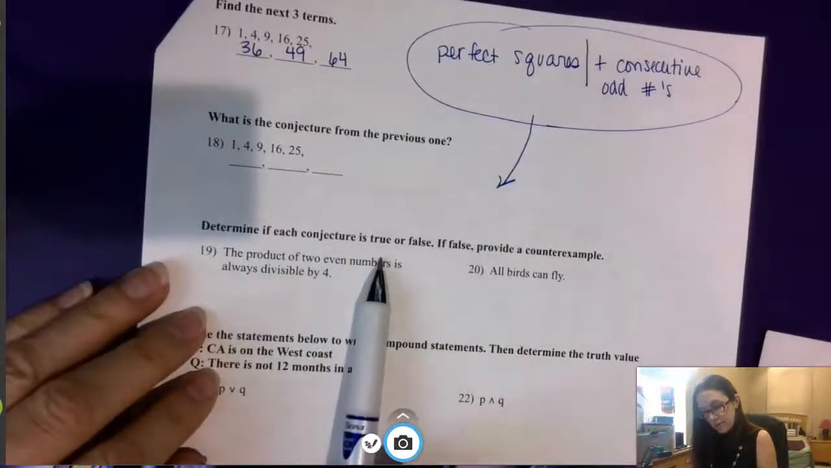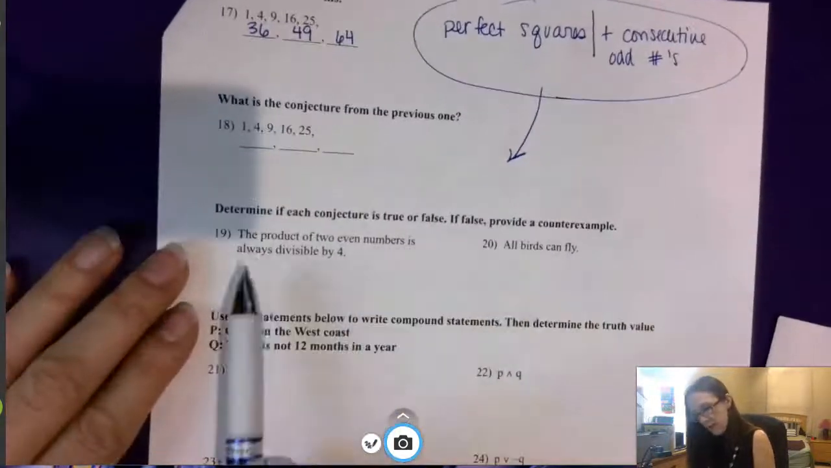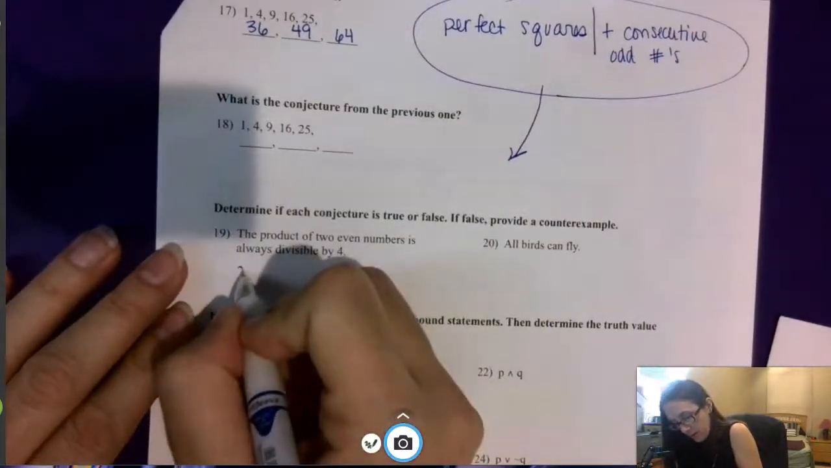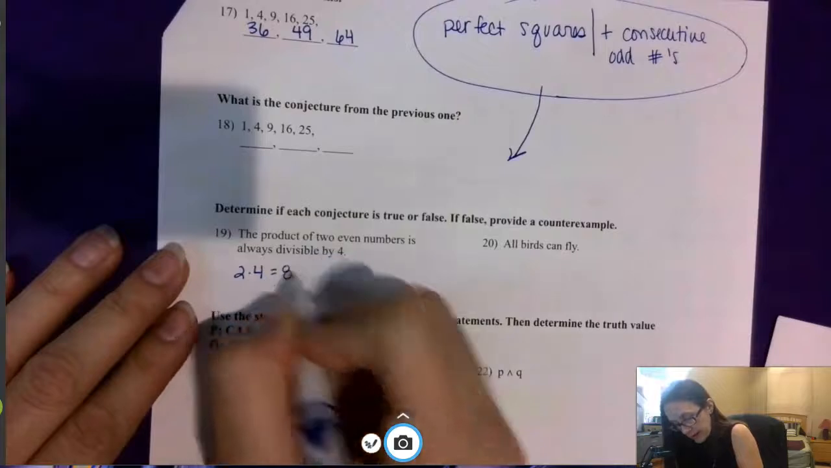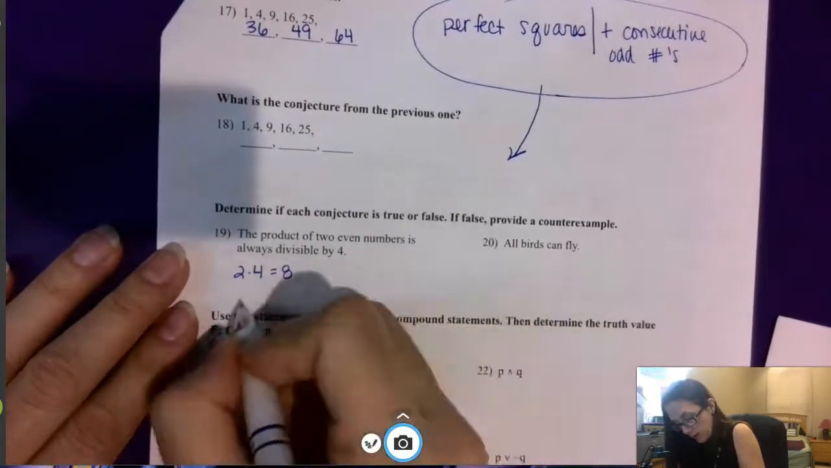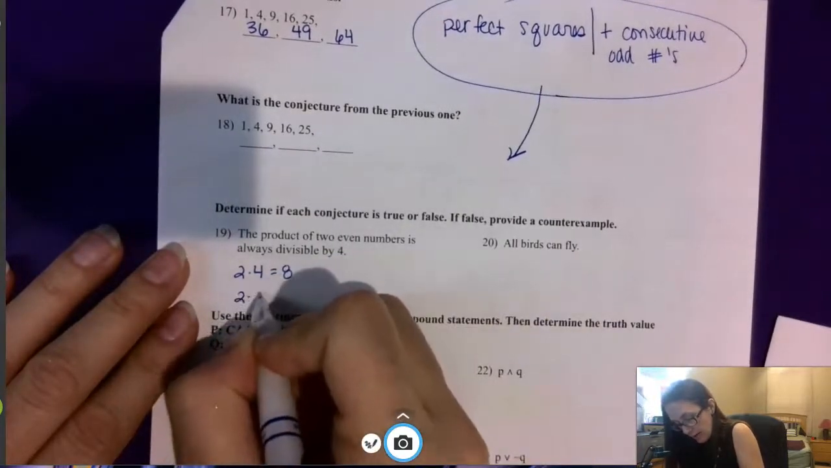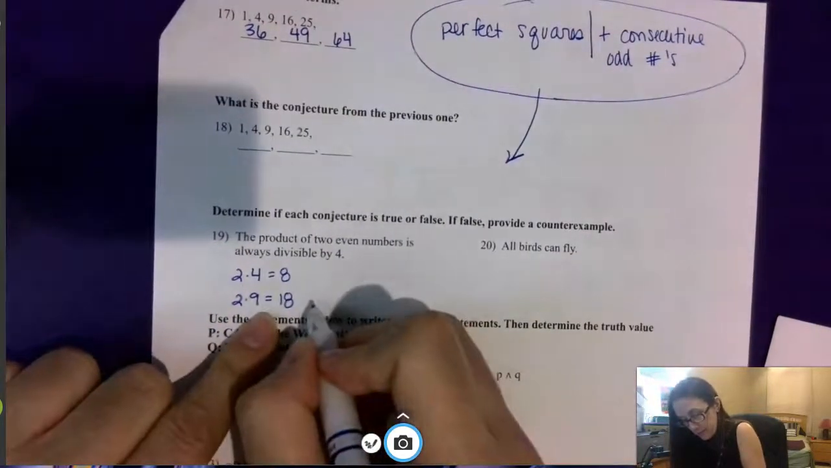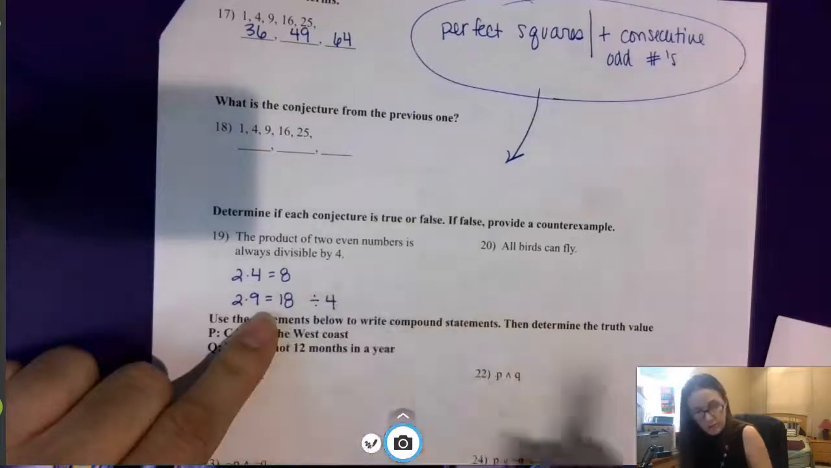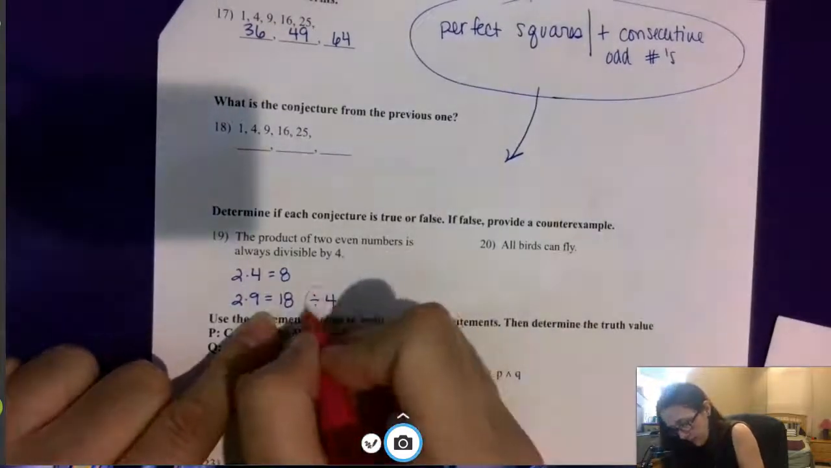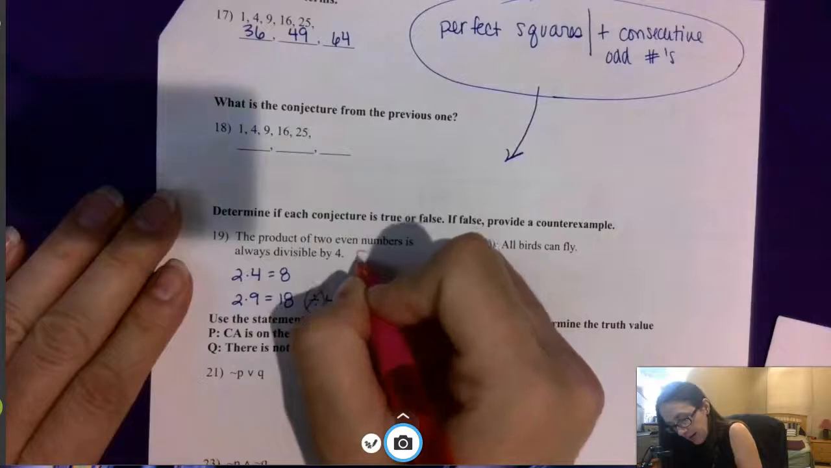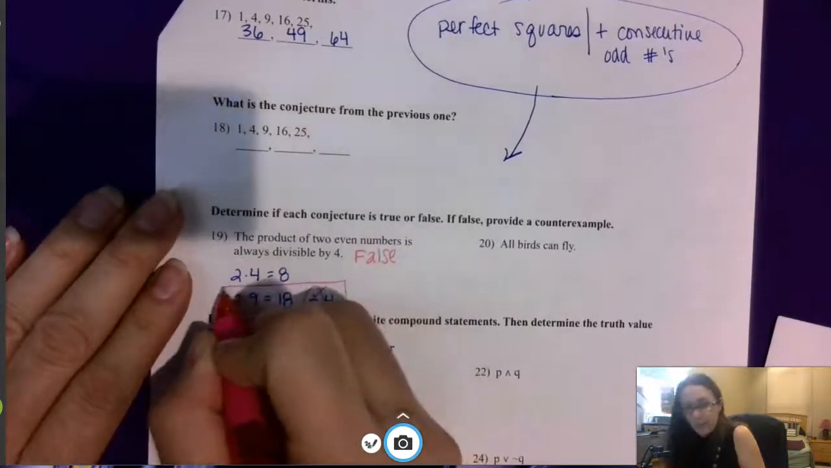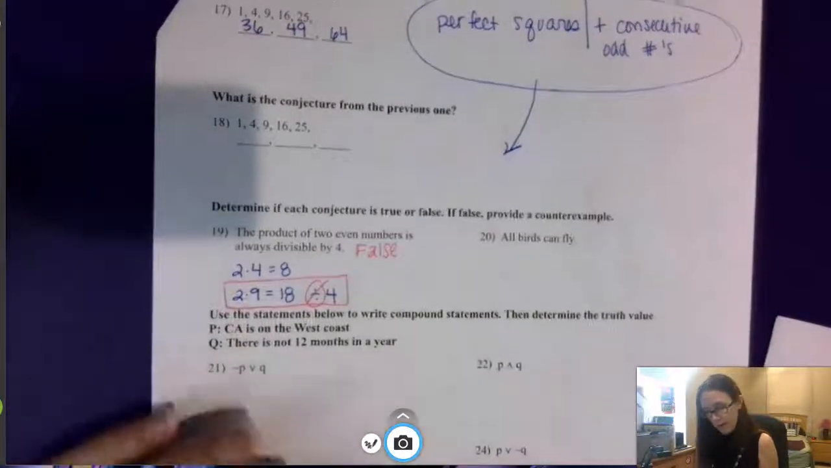Determine if each conjecture is true or false. If false, provide a counterexample. The product of 2 even numbers is always divisible by 4. Well, let's see. 2 times 4 is 8. What about 2 times 9 is 18? Is this number divisible by 4? No, it's not. So this statement is a false statement, and here is my counterexample.